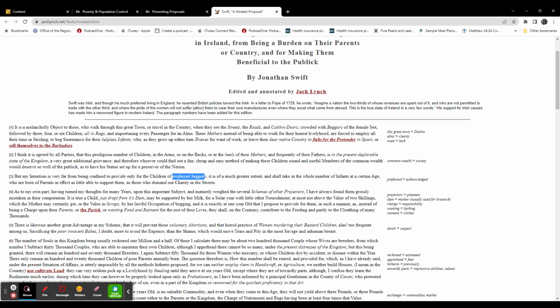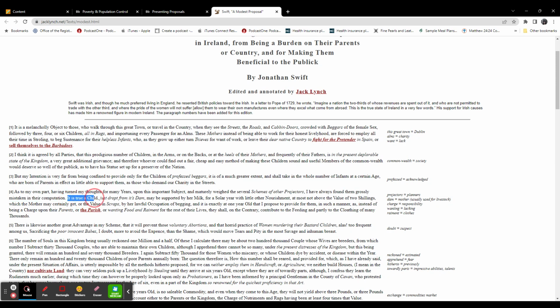As to my own part, having turned my thoughts for many years, meaning that he's been researching this, computing this in his head, upon this important subject and maturely weighed the several schemes of other projectors. These are people who are planners, who can also be schemers. I have always found them grossly mistaken in their computation, meaning that however they computed the problem, it doesn't seem like it produced an effective solution.